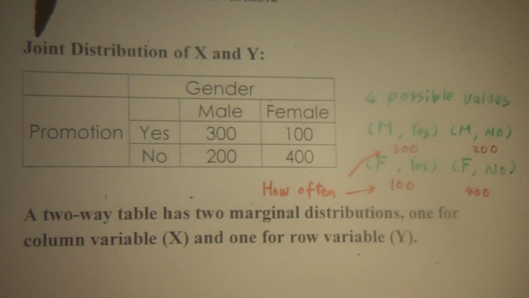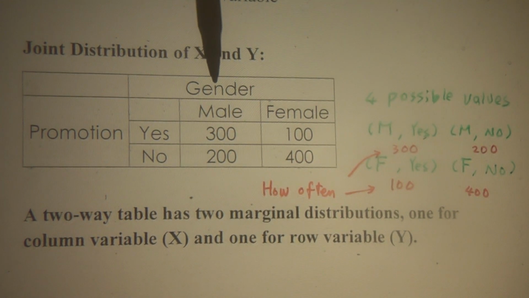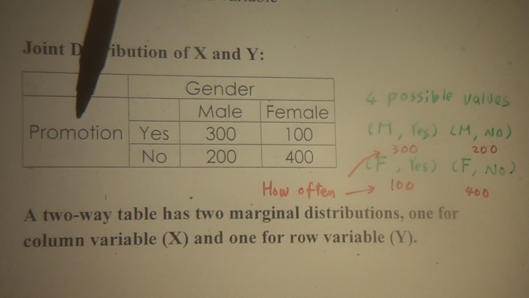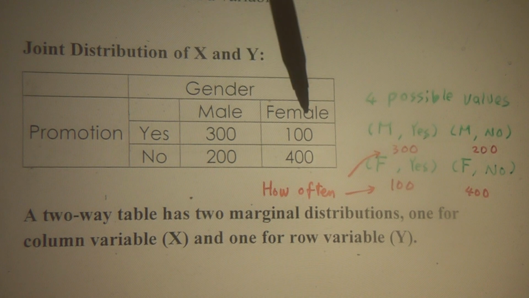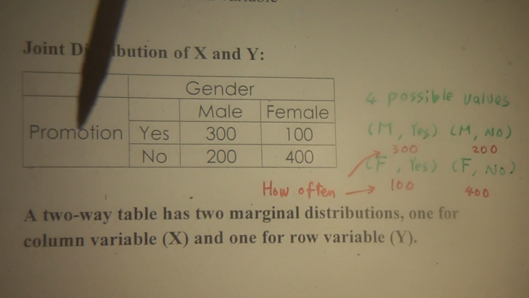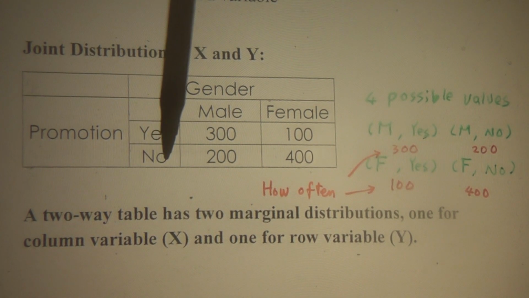Next, let's introduce the joint distribution of x and y. Joint distribution means a distribution of two or more variables. In our example, the two variables of interest are gender, which we call x, and promotion status, which we call y. Possible values for gender are male and female, and possible values for promotion status are yes and no.